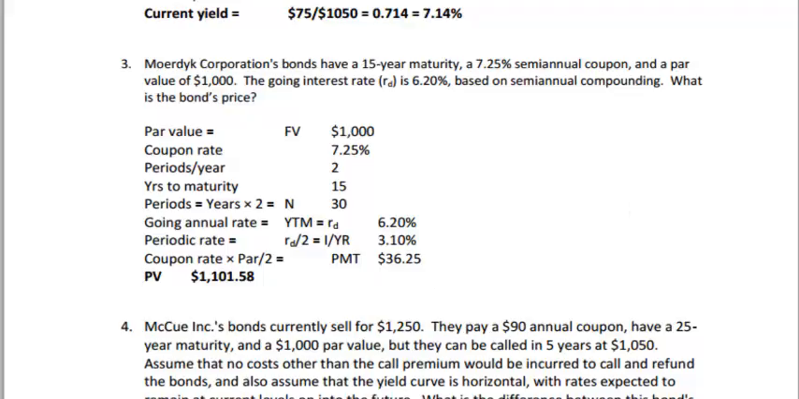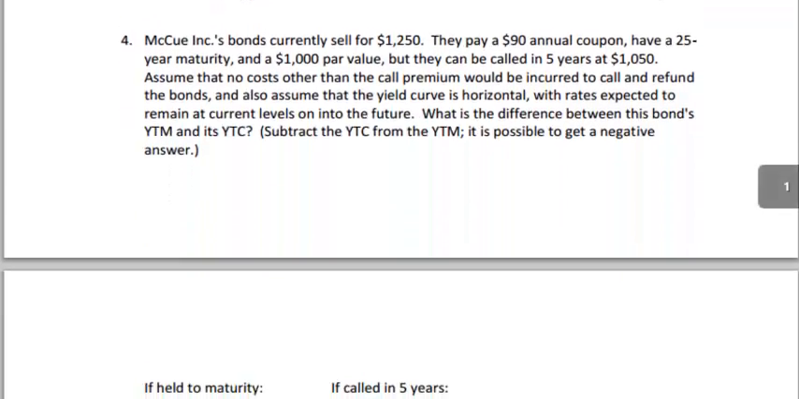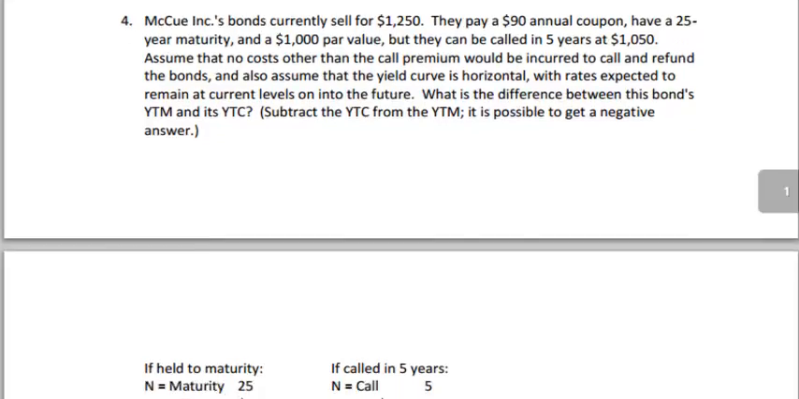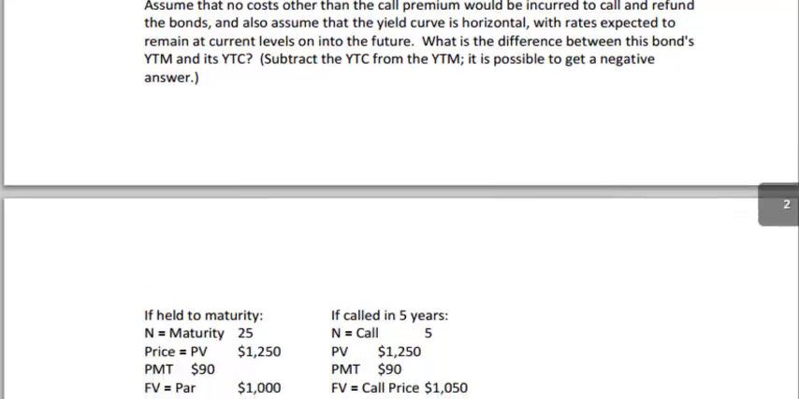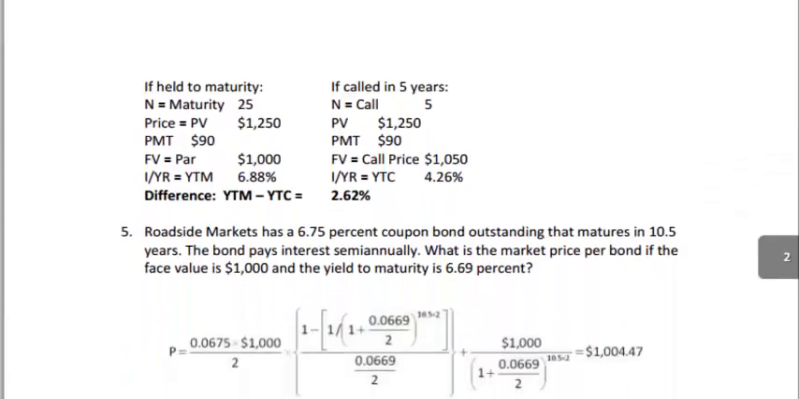Number 4. McHugh's bonds currently sell for $1,025, pay a $90 annual coupon, with 25 years to maturity. And we want to calculate the yield to maturity and the yield to call. Okay, so here we have two calculations. The one on the left is yield to maturity, the one on the right is yield to call. Basically, we just take information from the given problem, put it into the two calculations, and we solve for the two yields.